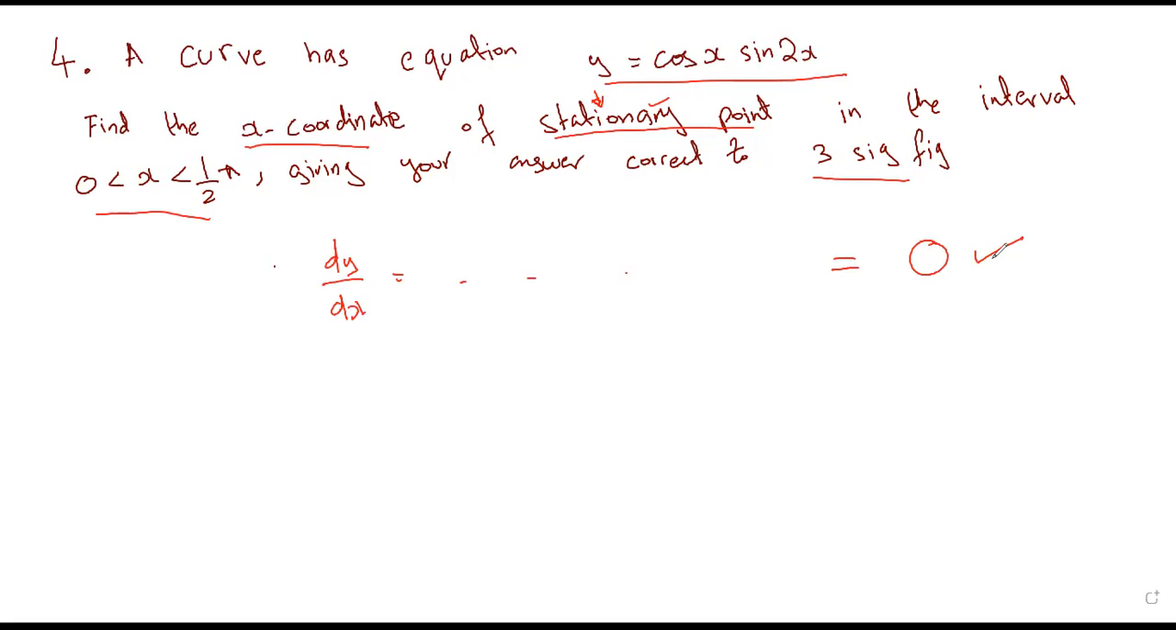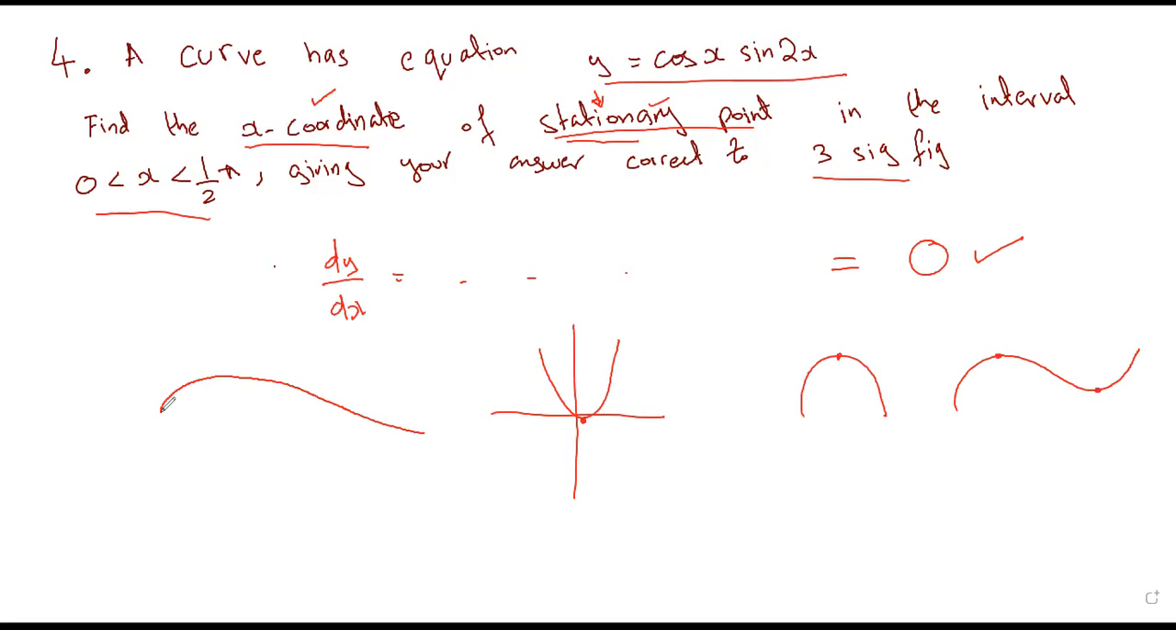Okay, I can certainly repeat it. In this question, they have asked you to find the x coordinate of the stationary point. What is a stationary point? Let's say this is a curve. This is the stationary point. If this is a curve, these two are the stationary points. The point where the derivative is not changing is the stationary point.